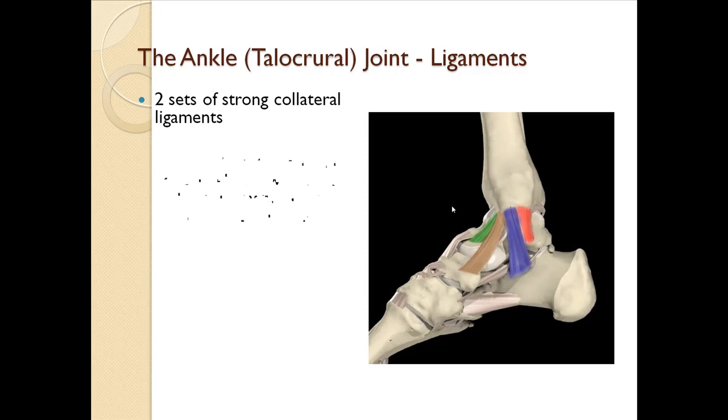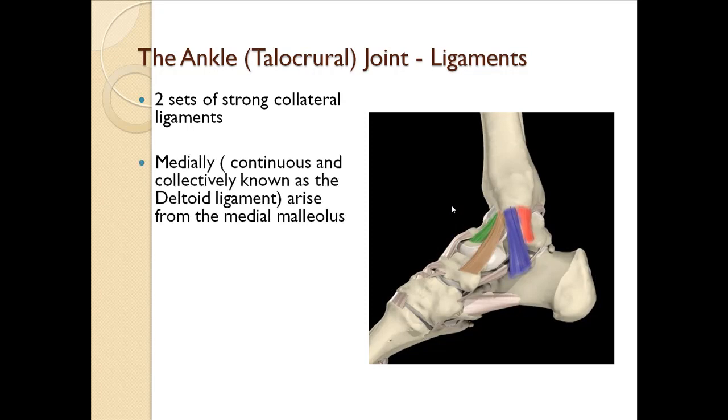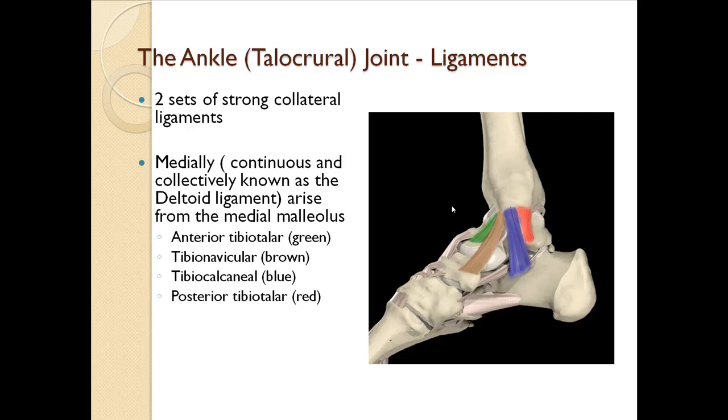It's a typical hinge joint, so we have two strong sets of collateral ligaments. On the medial side, we have four ligaments that, when looked at on cadaveric studies or when the body's opened up, don't look like separate bands. It looks like one large continuous structure. The collateral ligaments all arise from the malleoli. So we've got the medial collateral ligaments arising from the anterior, inferior and posterior surfaces of the medial malleolus.